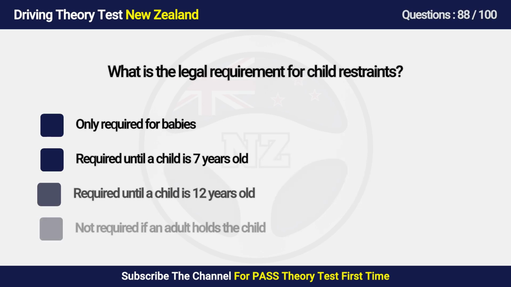Question 88. What is the legal requirement for child restraints? A. Only required for infants. B. Required until a child is 7 years old. C. Required until a child is 12 years old. D. Not required if an adult holds the child.